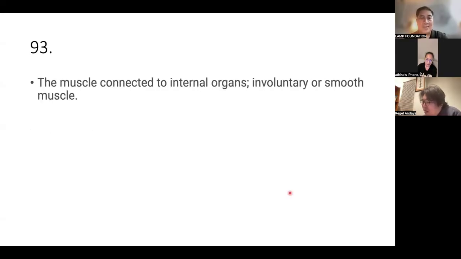The muscle connected to internal organs. This is also called the involuntary or smooth muscle, meaning to say this is not under your control. So like the muscle in your stomach, you cannot control it, you cannot tell your stomach not to work. So what do you call this muscle? The visceral muscle. Yeah, it's called the smooth muscle or the visceral muscle.